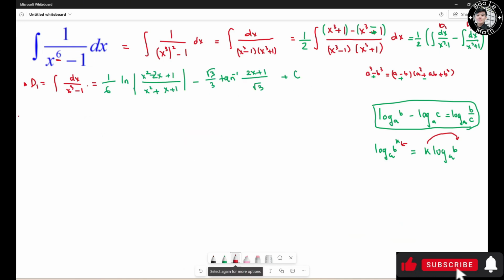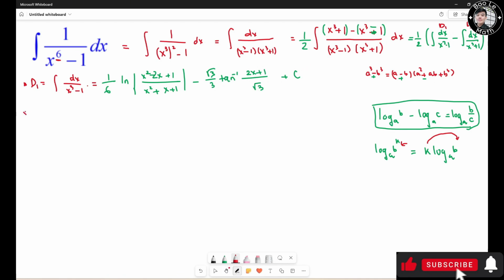Alright, so we just calculated the integral of ds over s cubed minus 1 equals 1 over 6 natural log of absolute value of s squared minus 2s plus 1 over s squared plus s plus 1, minus root 3 over 3 tangent inverse of 2s plus 1 over root 3, plus c, right?